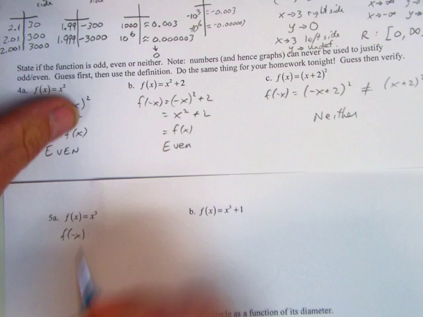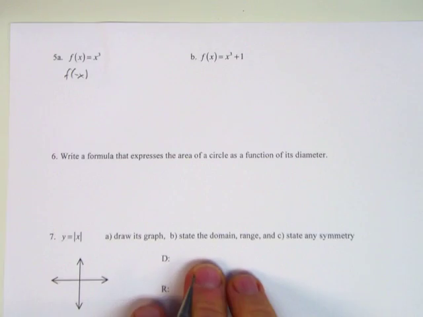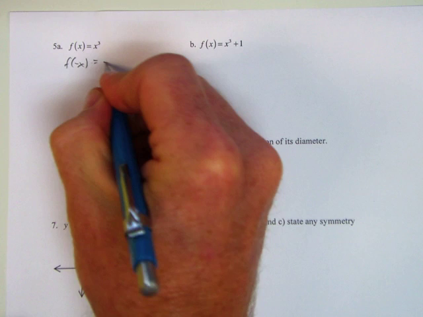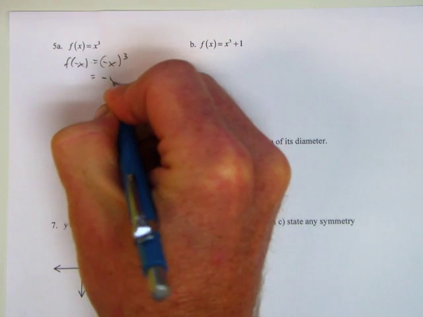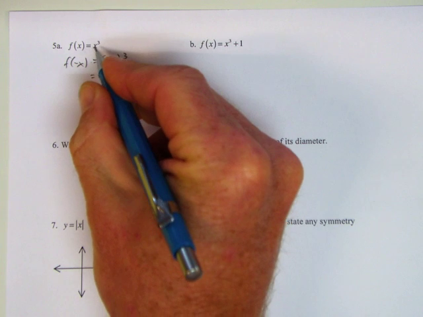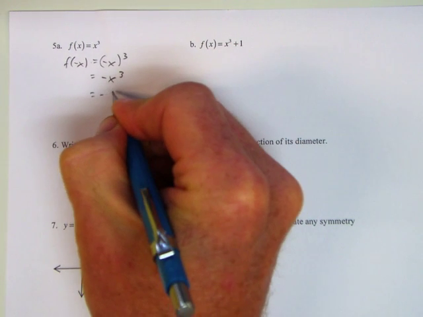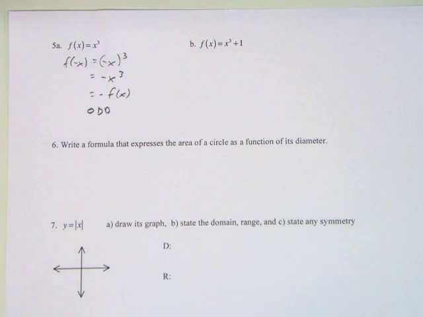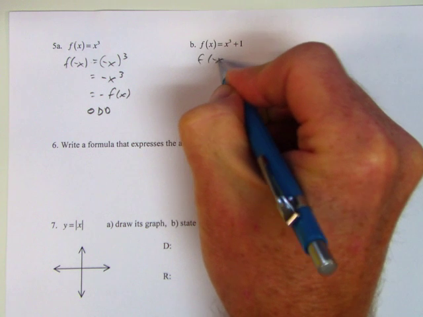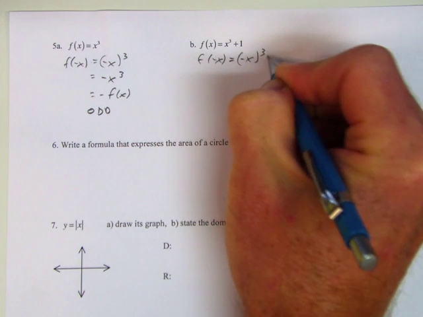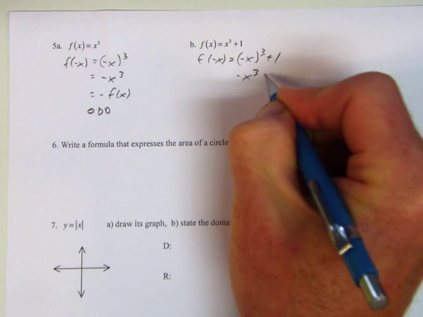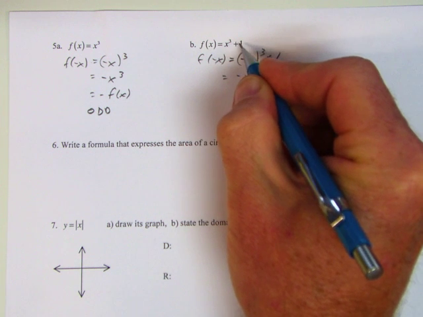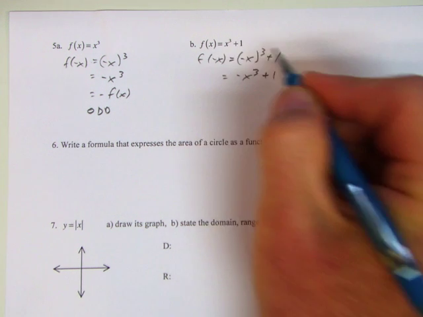We'll plug this in, and we have negative x quantity cubed. So we get negative x cubed. Well, our function's x cubed, and this is the negative of it, so it's negative of f of x. Therefore, it is odd. Do the same thing on this one. Negative x cubed plus 1. We have negative x cubed plus 1. Well, that 1 is not the exact opposite sign, and this isn't the same as the original, so this is also neither.